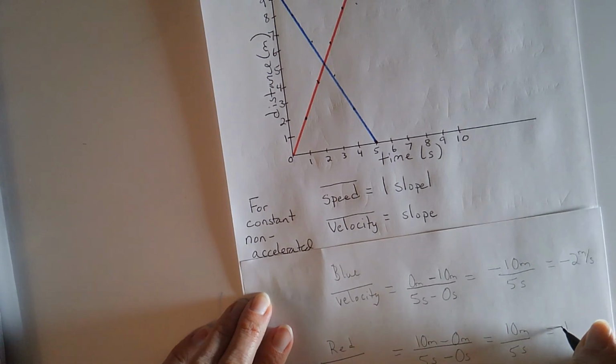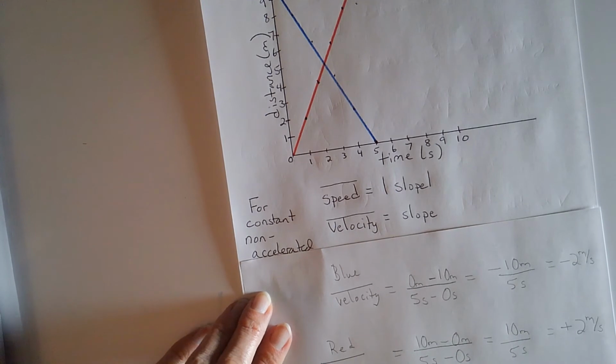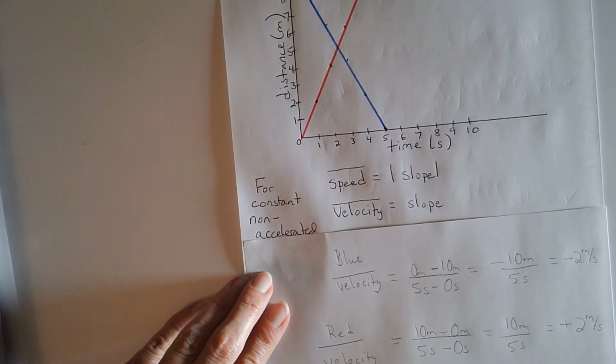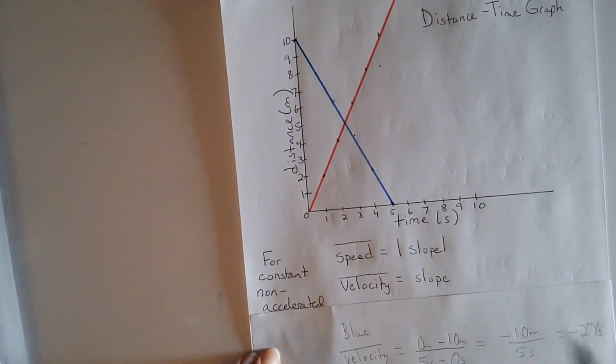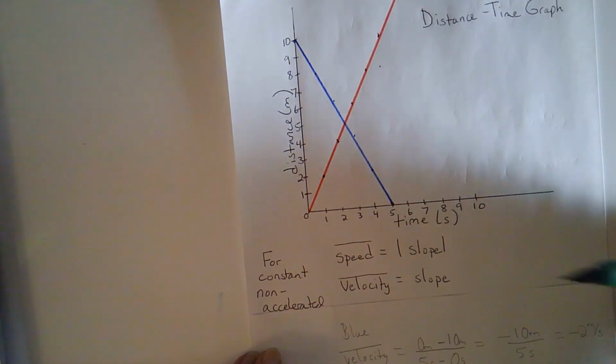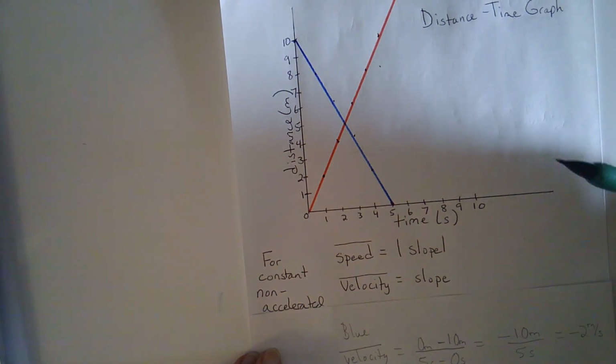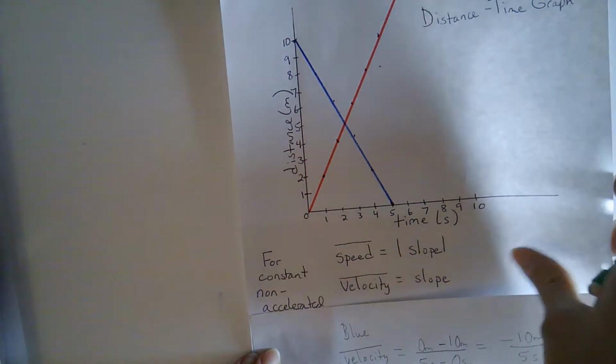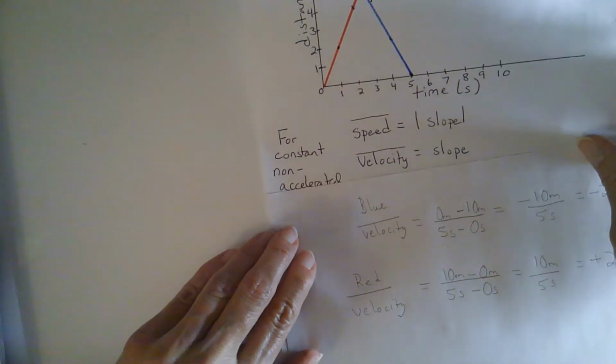So now we have a positive 10 meters over 5 seconds. So we have a slope for this one of a positive 2 meters per second, which means our average velocity for red is the exact opposite of the average velocity for blue. Kind of makes sense, right? Because they crisscross, make a perfect X. So they are exactly opposite to each other for velocity.